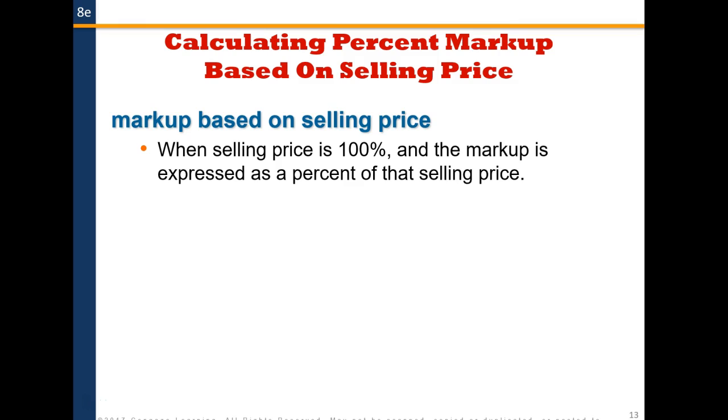In this video, we are going to look at section 2, which is markup based on selling price. In the first section, we calculated markup as a percentage of the cost of an item. The cost was the base and represented 100%. So that is primarily used, as we discussed, by manufacturers and wholesalers.